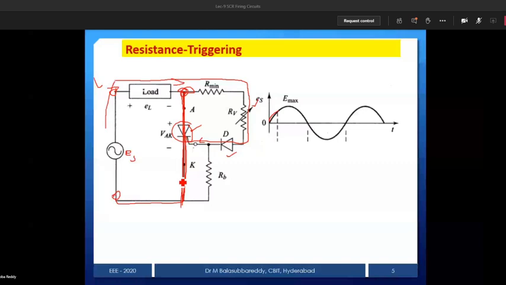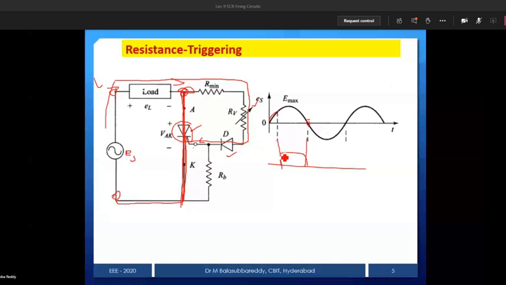Now the question is, if I change the RV value, automatically it will take more time to reach Ig minimum. If you reduce the RV value, it will take less time to reach Ig minimum. That is only our control purpose. Once it is on, then what will happen? This output is exactly the same as the input. Now this is how I can draw the output voltage waveform. From this point onwards, this is our output voltage waveform.